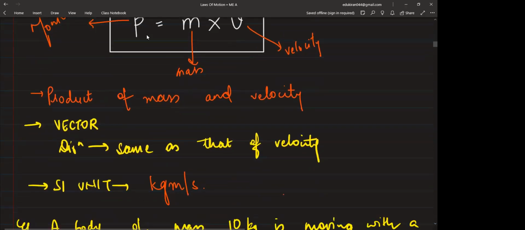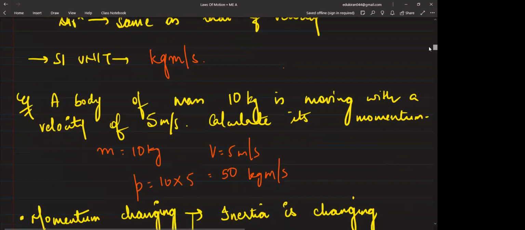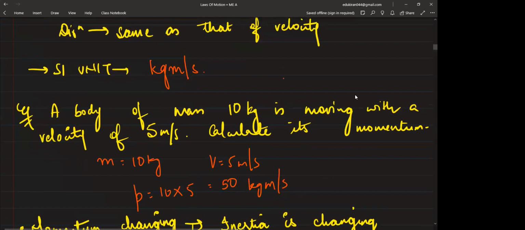And the SI unit is very simple. Mass is kg, velocity is meter per second. So this becomes kg meter per second. Now let's look at a very easy numerical. A body of mass 10 kg is moving with a velocity of 5 meter per second. You have to calculate its momentum. So mass is 10, V is 5. So 10 into 5 is simply 50 kg meter per second.